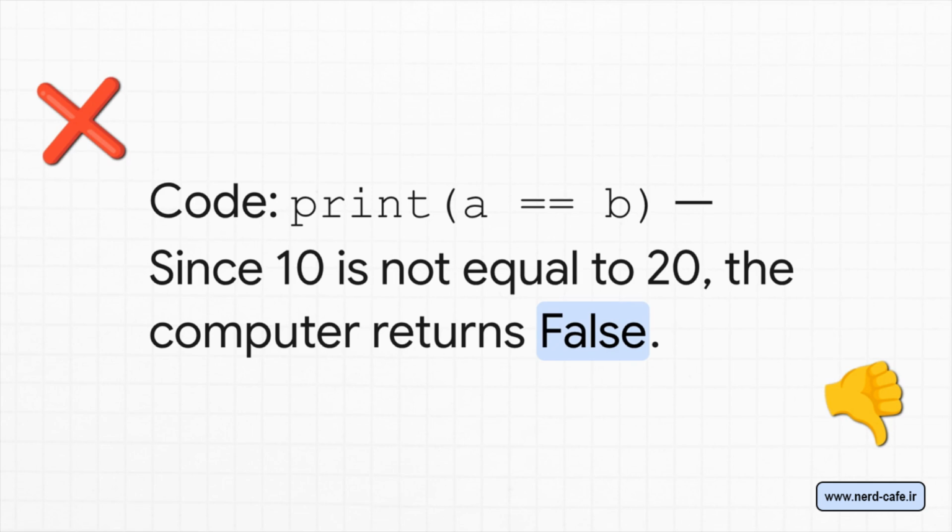So what happens if we ask if A is equal to B? Using that double equal sign, we type this out. Is 10 equal to 20? Nope, not a chance. So the computer comes back with false. And that's the whole point. The result is always a crystal clear, unambiguous true or false.